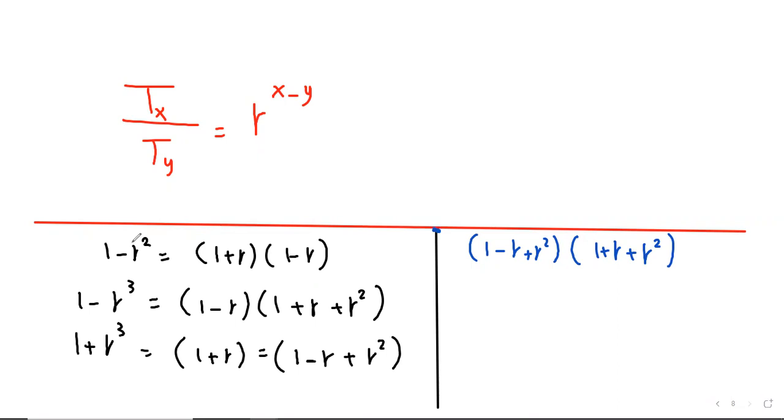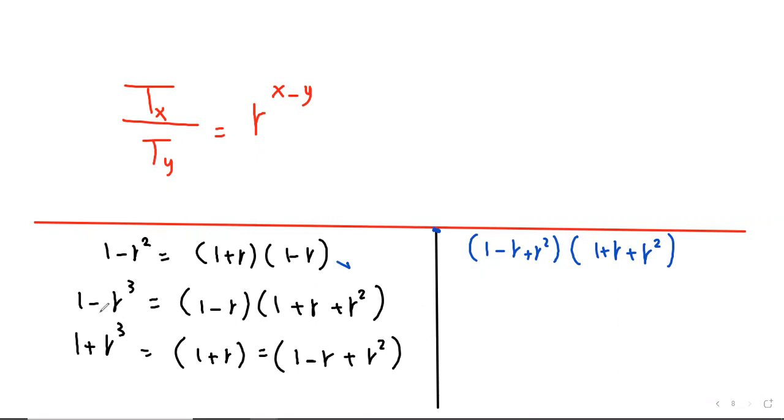Let's revise some factorizing. We will need them in these questions. 1 minus R to the power of 2. It's the difference between two squares, and it's factorized as 1 plus R multiplied by 1 minus R. That's the difference between two squares.